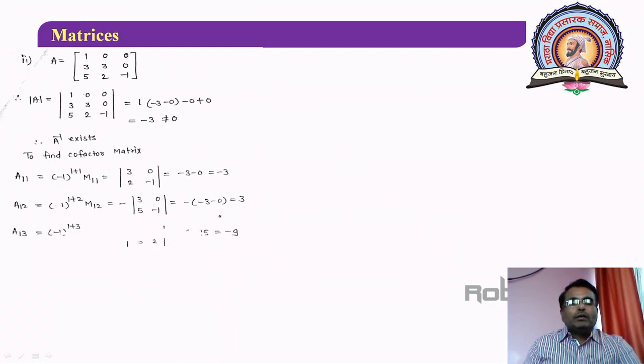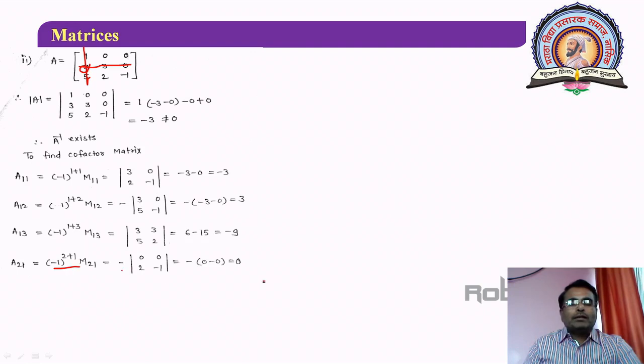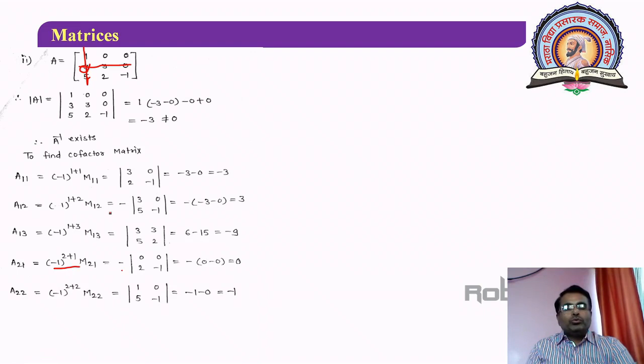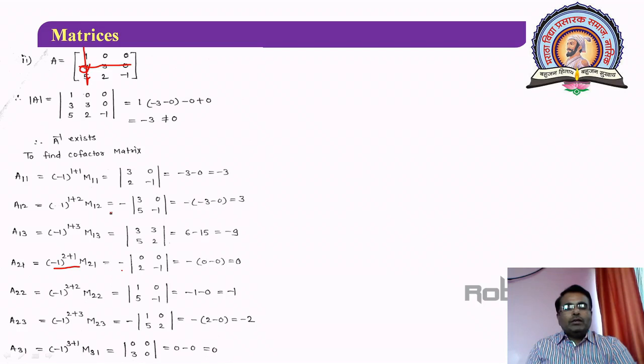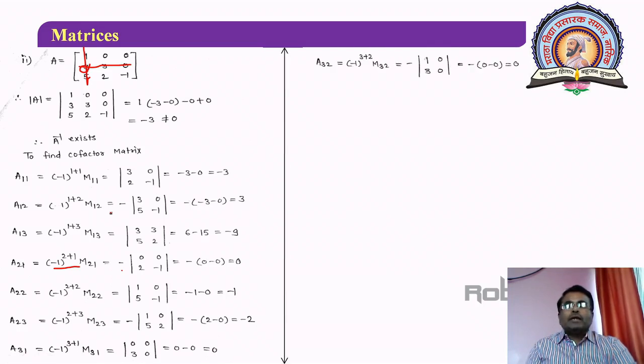Similarly, you will find A13. Is that clear? Then we will find A21. For this element, delete the second row and first column. So 0 0 2 minus 1, but with odd power, therefore a minus sign. So it is 0 actually. Then similarly we can find A22, A23, A31, A32. Are you getting it? Once you get all the cofactors, you have to write the cofactor matrix.